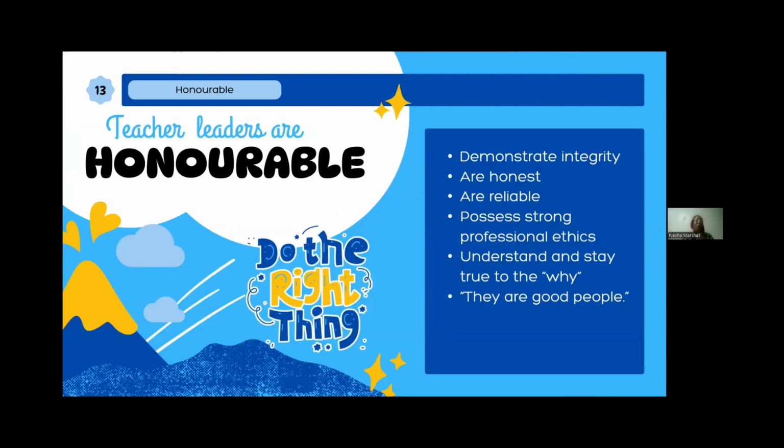Teacher leaders should be honorable, do the right thing. Teacher leaders should be honest and reliable. We go back to speaking about being a role model. A role model is somebody who is dependable, who is somebody that you look up to. Are you somebody that you can say to yourself that you have strong professional ethics? Do you understand this and stay true to the way of the school? And to put in Meredith's words, she says, they are good people. Are you a good person?